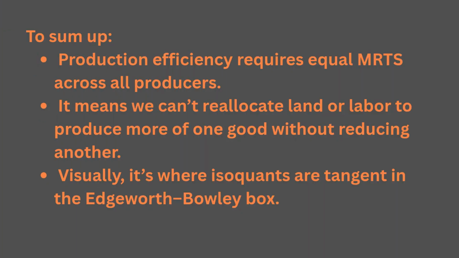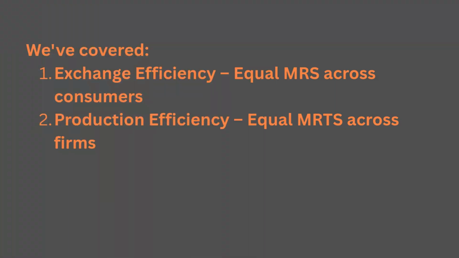To sum up, production efficiency requires equal MRTS across all producers. It means we can't reallocate land or labor to produce more of one good without reducing another. Visually, it's where isoquants are tangent in the Edgeworth-Bowley box. But remember, this is just one part of full economic efficiency.